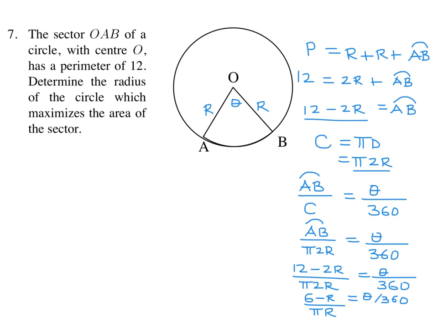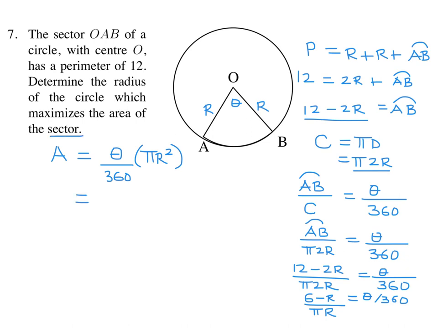Yeah. Okay, now we can concentrate on the area, which is what they want us to figure out. The area of that sector is the area of the full circle multiplied by just the fraction of the angle, which is theta over 360. That's how you'd figure out the area of that sector.